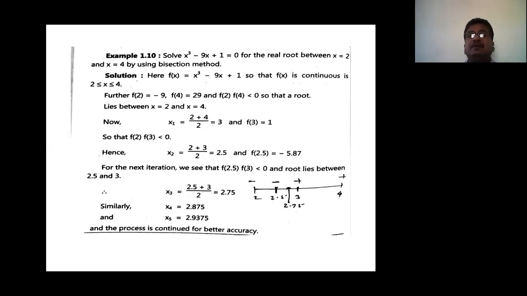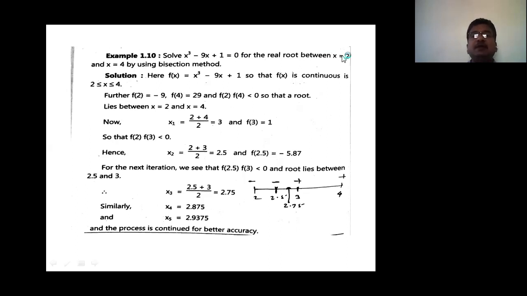Next problem. The previous one was a transcendental equation, but this is an algebraic equation: x cube minus 9x plus 1 is equal to 0. We have to find the real root of this equation. Obviously, we have an approximate real root. The degree of this equation is 3, therefore it has a total of 3 roots, and we have to find only one root out of those 3.